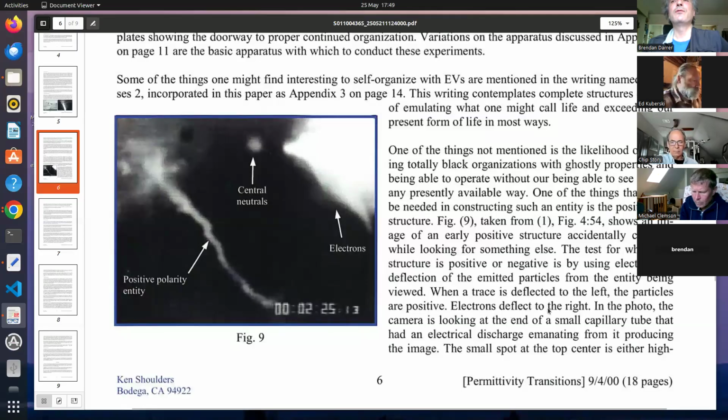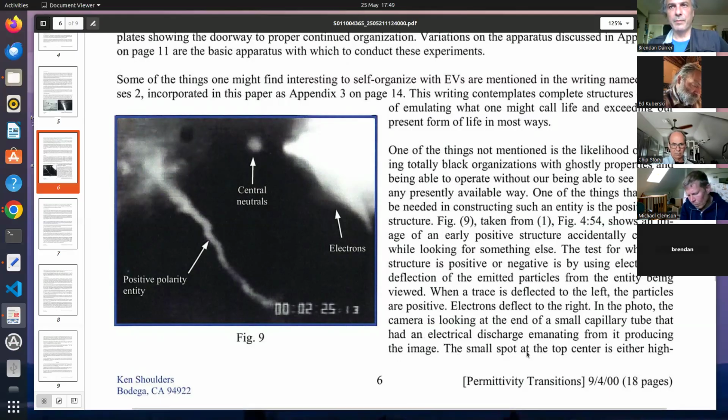Electrons deflect to the right. In the photo, the camera is looking at the end of a small capillary tube that had an electrical discharge emanating from it, producing the image.